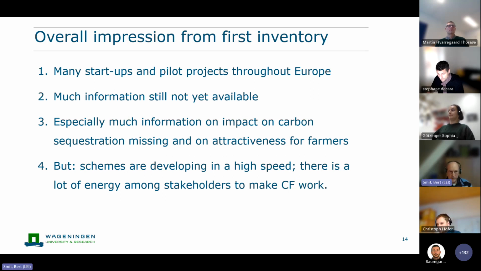On the other hand, we see that schemes are developing at the moment at high speed. So there is a lot of energy among stakeholders, farmers, but also other stakeholders in value chains, the processing industry, who want to be sure that what has been done in sequestration of carbon, they can include in their reporting of what they do for the climate. That's part of the game, I would say.